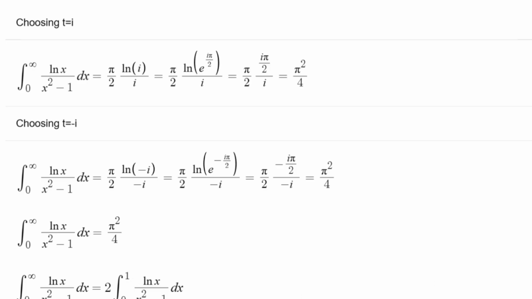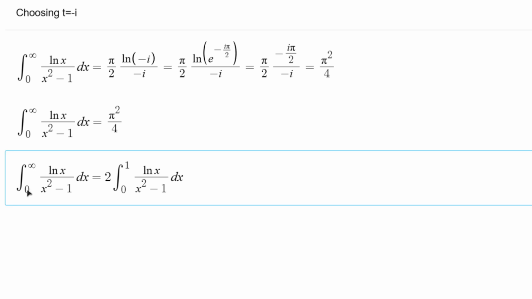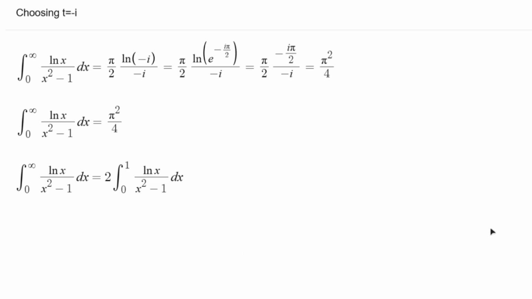And I'm not going to show how you show that. Anybody watching this channel, well, basically, you do the same thing we did before. You split this up into two separate integrals, one going from 0 to 1, the other going from 1 to infinity, and then perform the substitution u is equal to 1 over x, and you'll just get this. Okay.